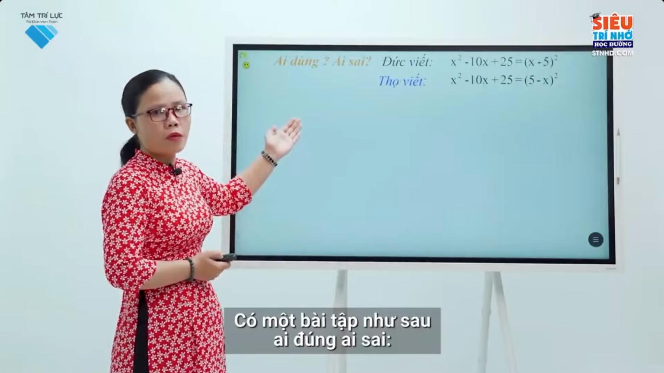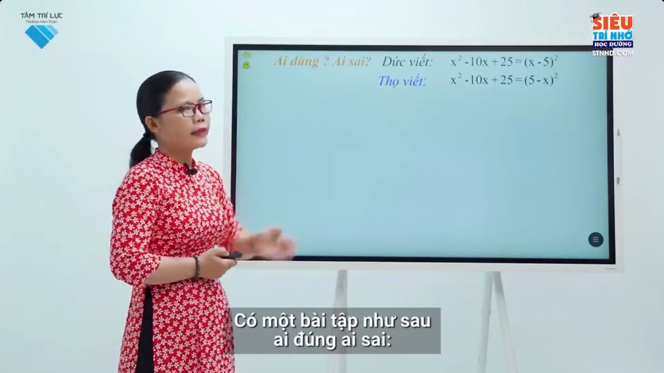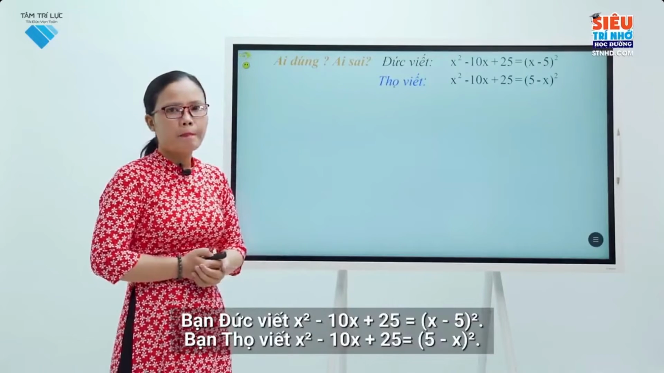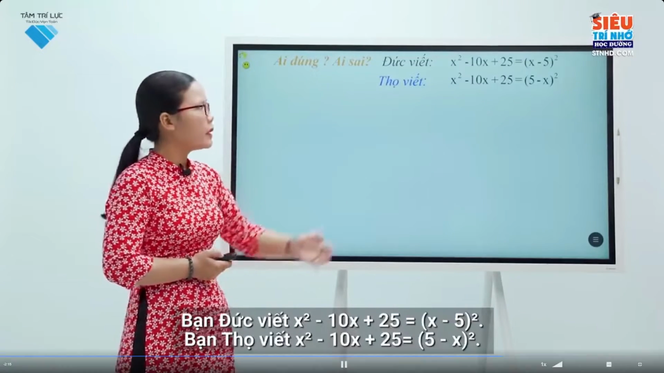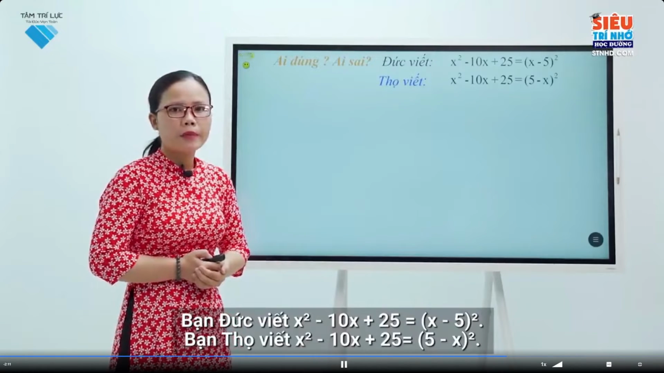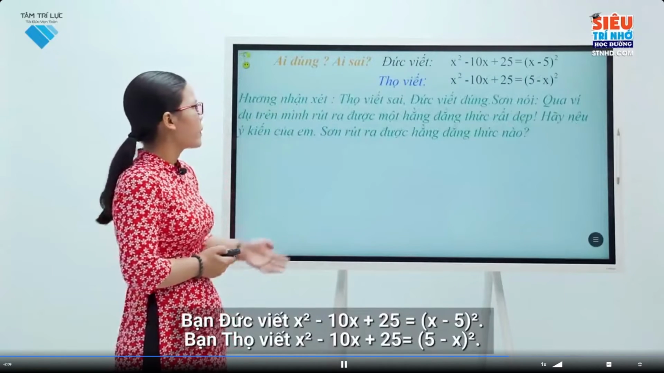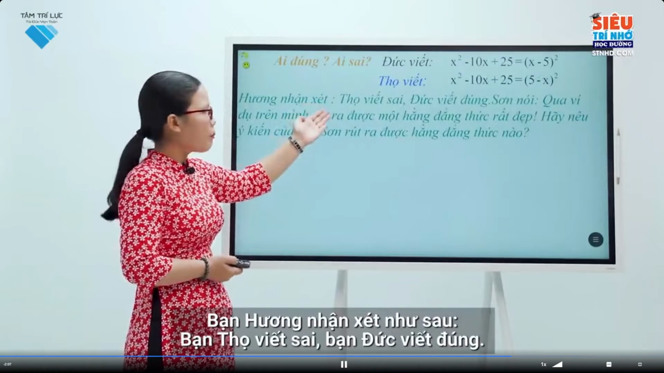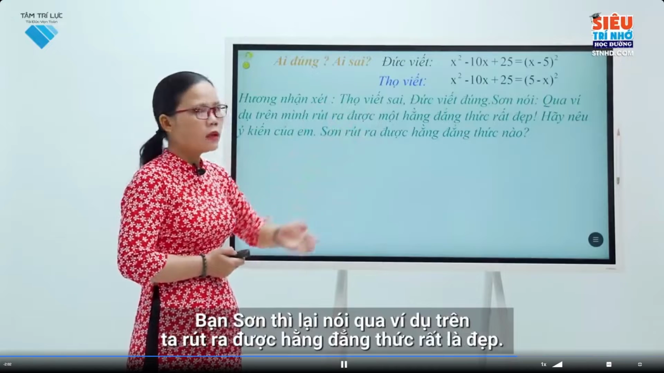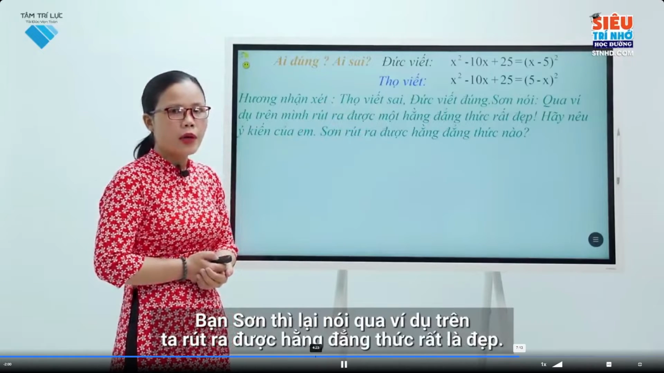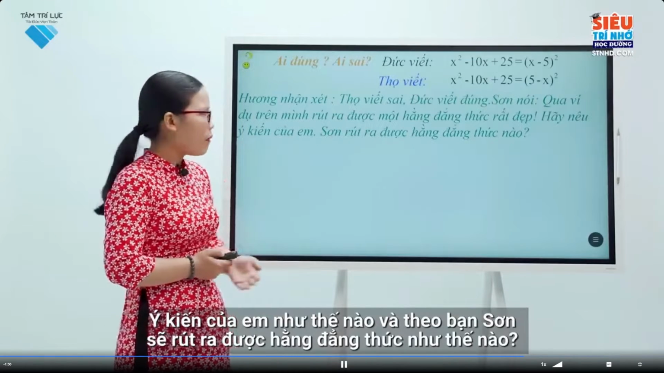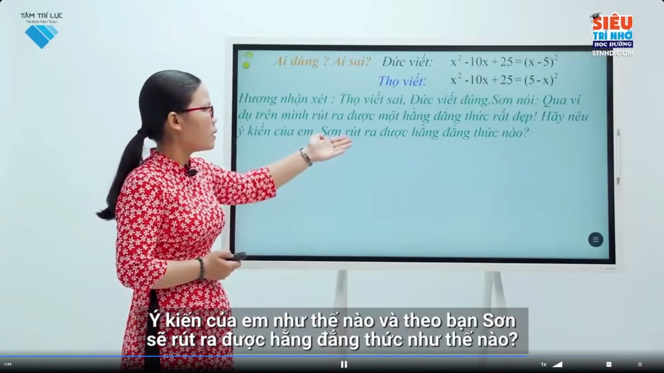There is an exercise as follows. Who is right? Who is wrong? Duke writes x squared minus 10x plus 25 equals (x - 5) squared. Tho writes x squared minus 10x plus 25 equals (5 - x) squared. Hung comments as follows. Tho writes it wrong. Duke writes it right. While Son says, through the above example, we can deduce a really beautiful identity. What's your opinion? And according to Son, what identity will be deduced?